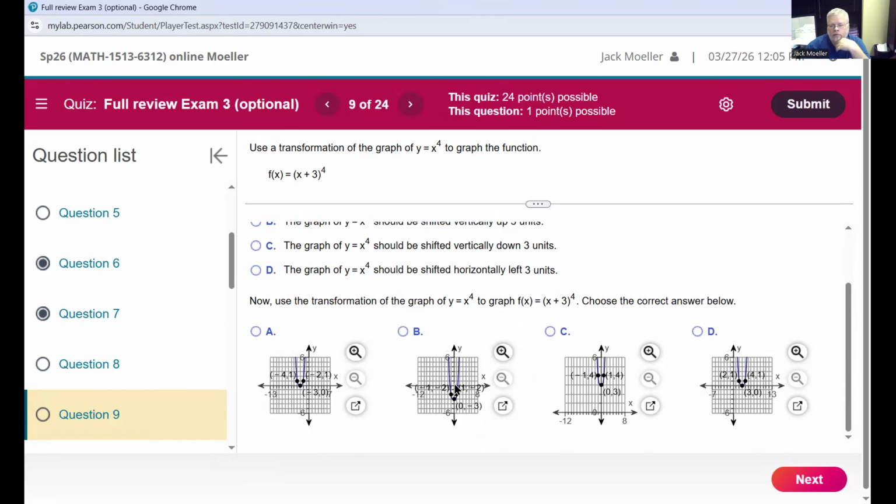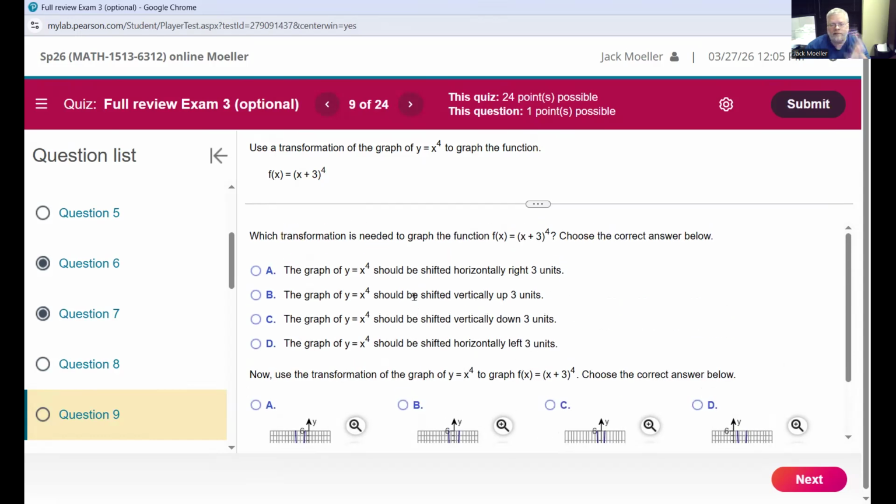So this is basically acting like x squared. So what does that plus 3 do to the graph? Well, is that horizontal or vertical? It's inside, so it's horizontal. So what does plus 3 do horizontally? Remember, horizontal is backwards, so it moves it to the left 3.